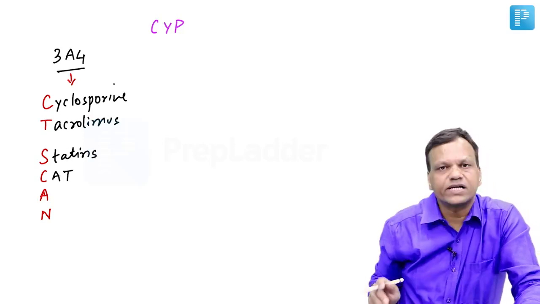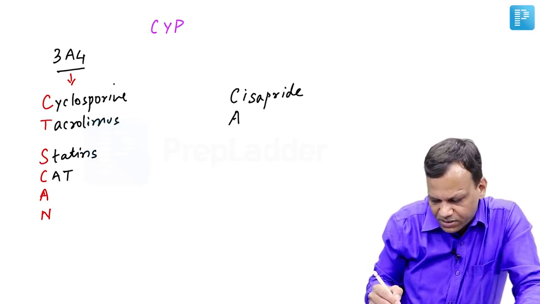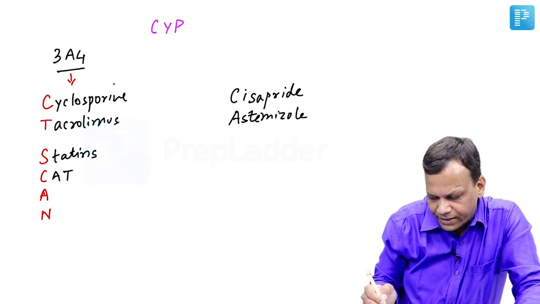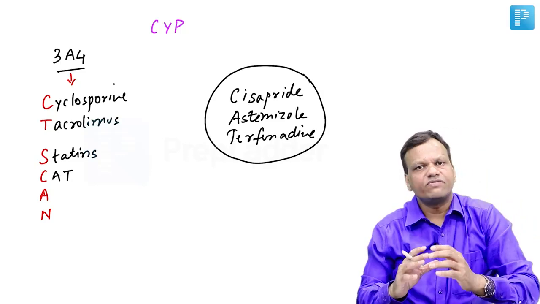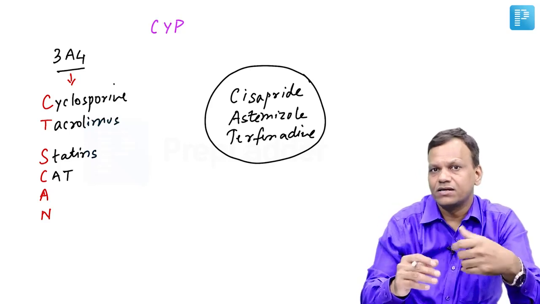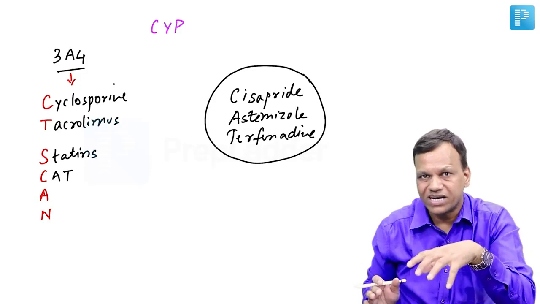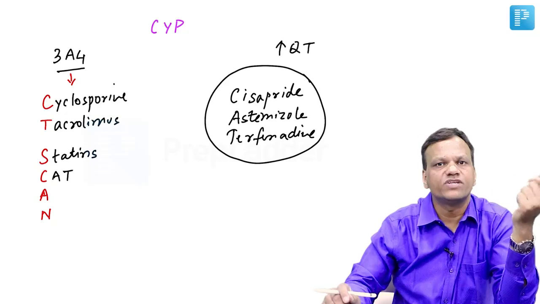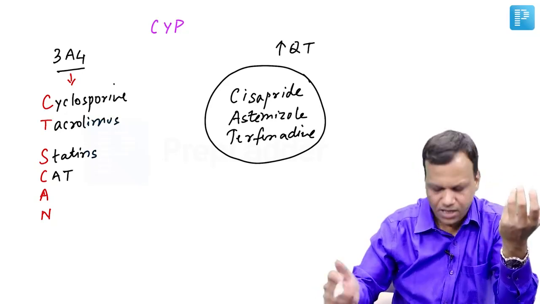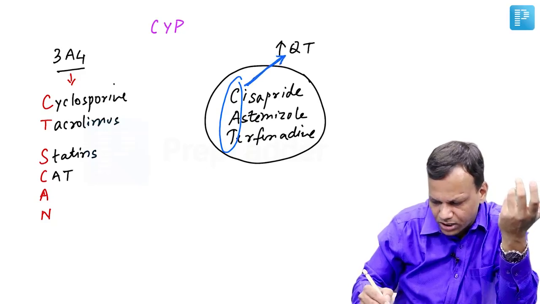Then on C we have three drugs. We remember them as CAT drugs, that stand for cisapride, astemizole and terfenadine. So CAT drugs, all these drugs are metabolized by CYP3A4. And if we give them with enzyme inhibitors like erythromycin, they can lead to drug interactions. The most important, erythromycin-like drugs will inhibit their metabolism, that will lead to toxicity. And in toxicity, they cause QT prolongation, which can lead to an arrhythmia called torsades de pointes. And you can remember this fact as CAT is cute. So CAT drugs cause QT prolongation.